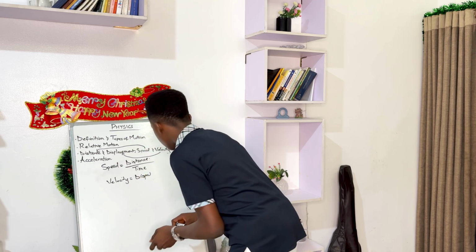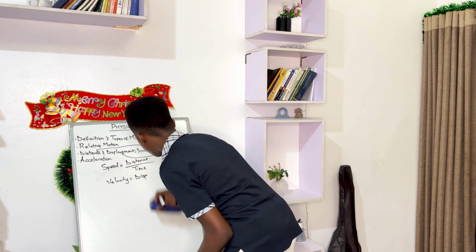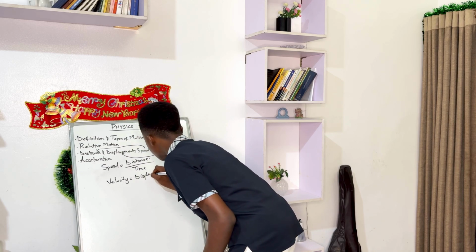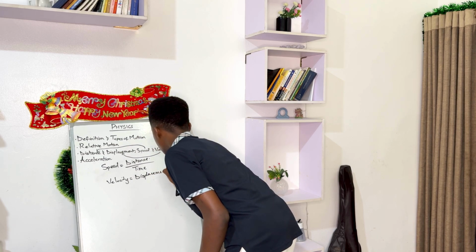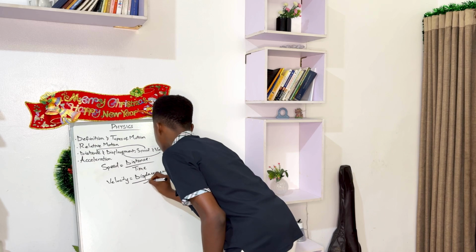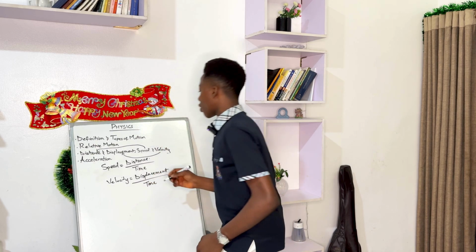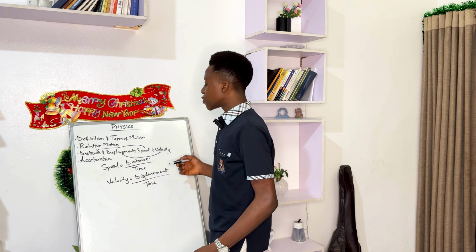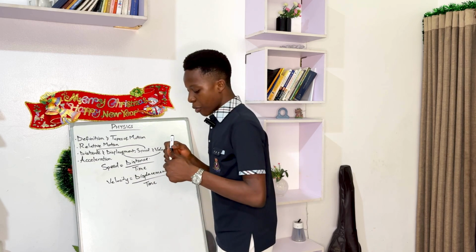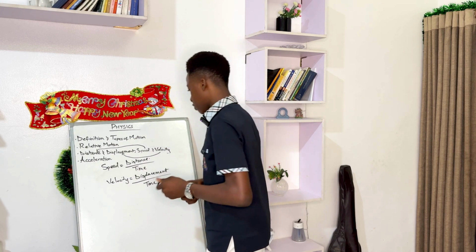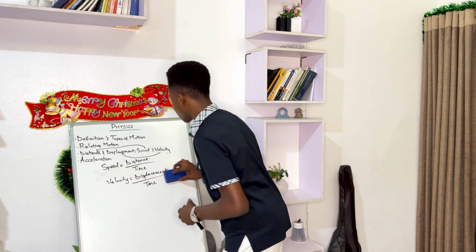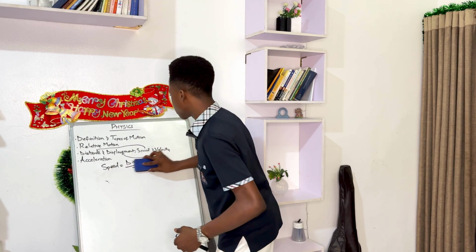Sorry, it's supposed to be displacement divided by time. Alright, so velocity, like I said, is the vector version of speed, but we mostly use velocity when it comes to physics because we have to give direction.